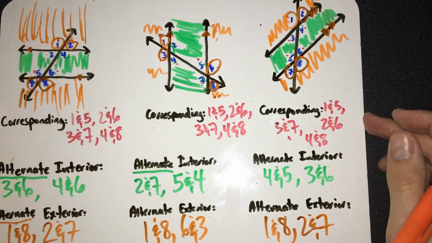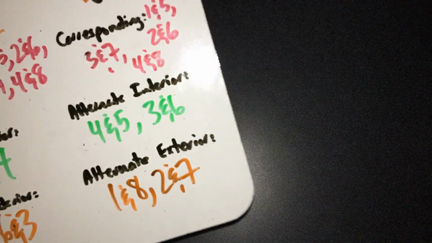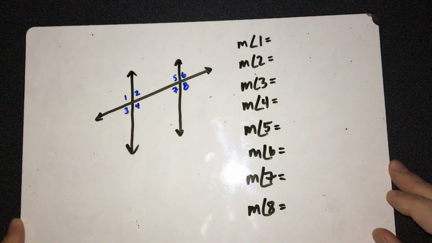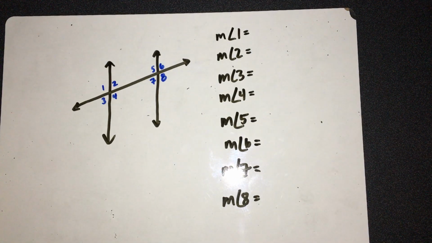So that's, I think, the hardest part, just getting the vocabulary down. The easiest part is what I think comes up next. What if they give you an angle and then they ask you to fill in all of the others? You can do it. It's really not that bad.